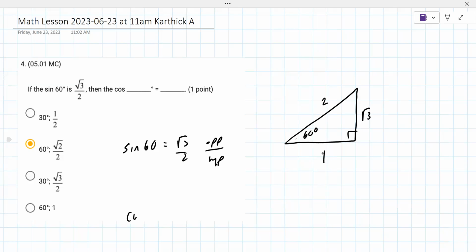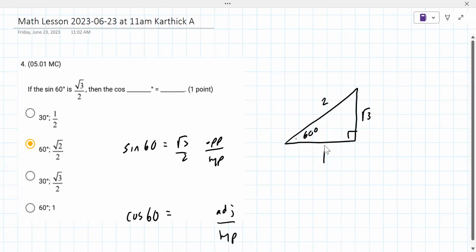So the cosine of 60 is the adjacent over the hypotenuse. So what is the adjacent to the 60? Adjacent to the 60 would be 1, okay, so it's 1 over, and what's the hypotenuse? 2.